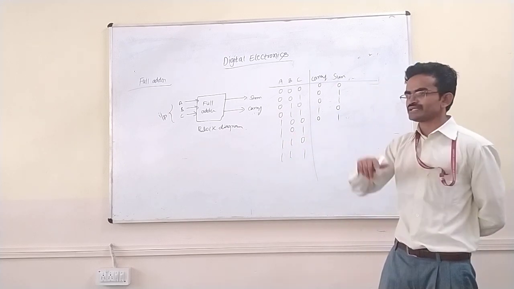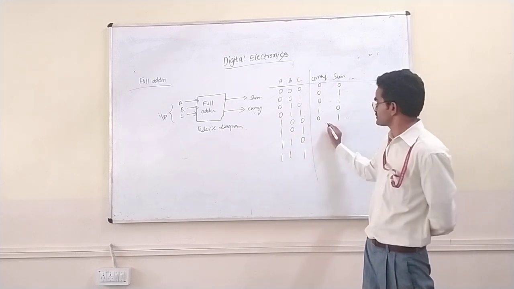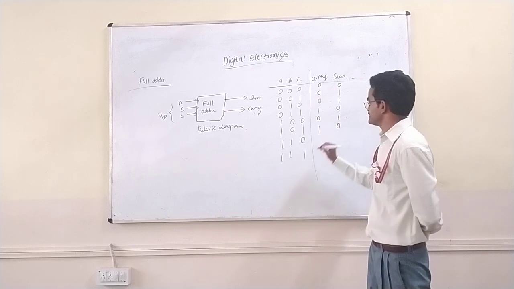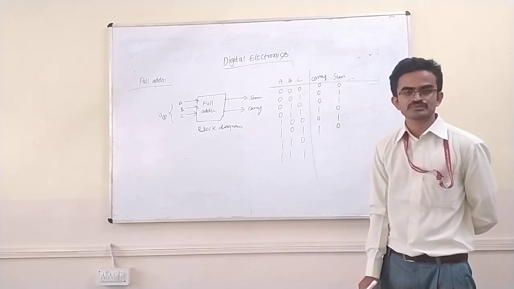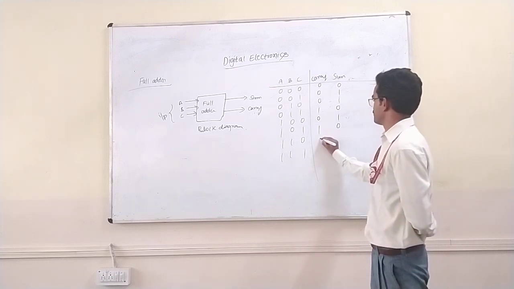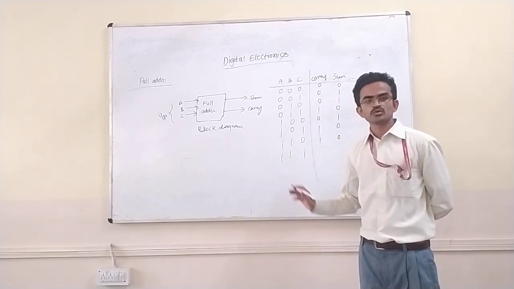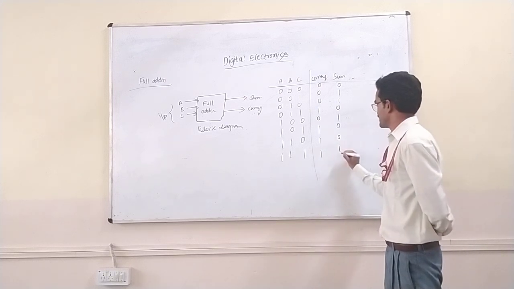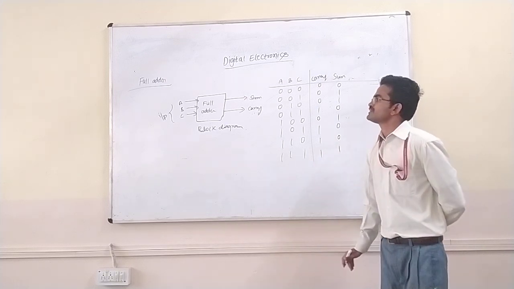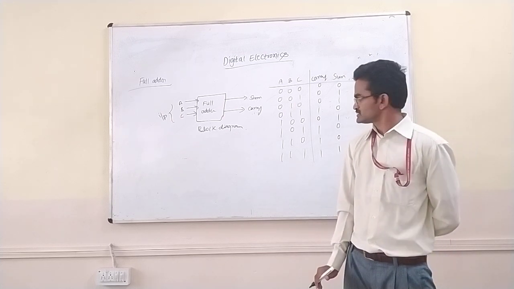Then 1 plus 0 is 1 and 1 plus 1 is 2. How do we represent 2 in binary? 1 0. Similarly here, 1 plus 1 is 2, which is 1 0. See here, 1 plus 1 is 2, 2 plus 1 is 3. How do we represent 3 in binary? 1 1. So this is the truth table for the full adder circuit.